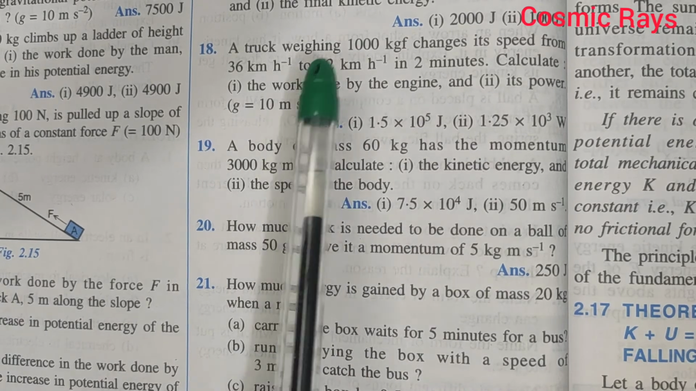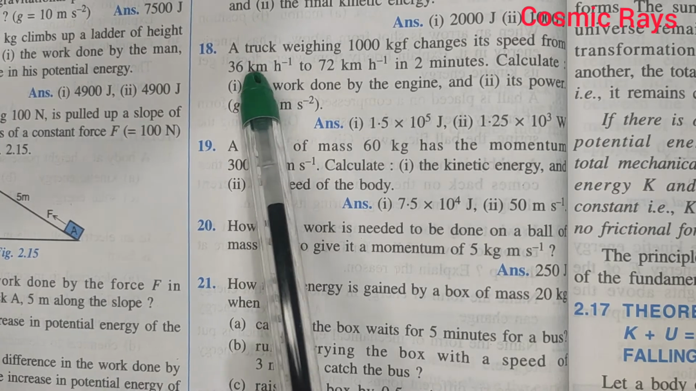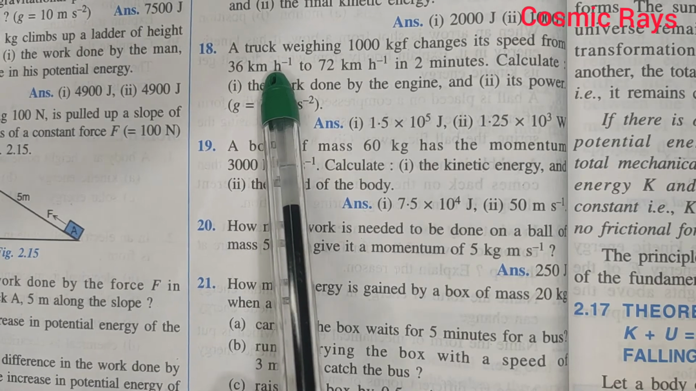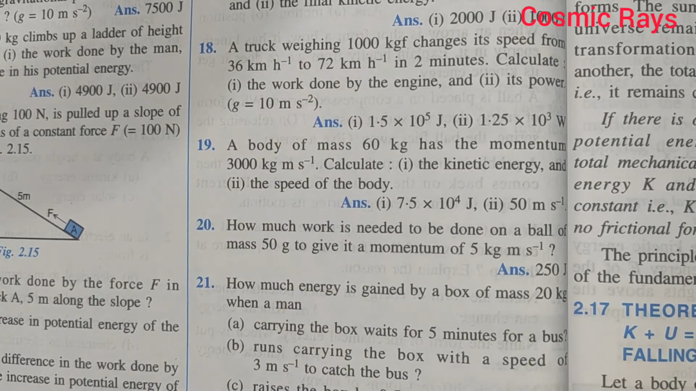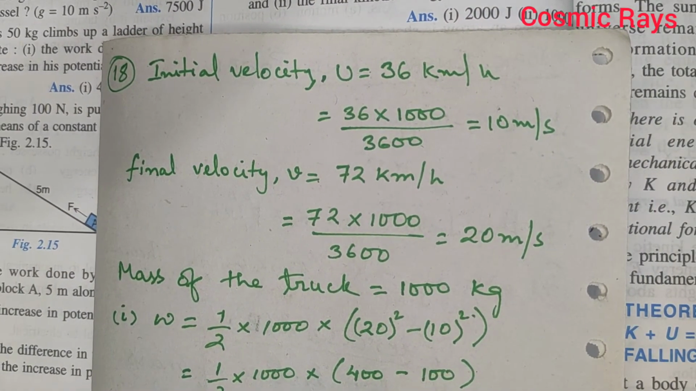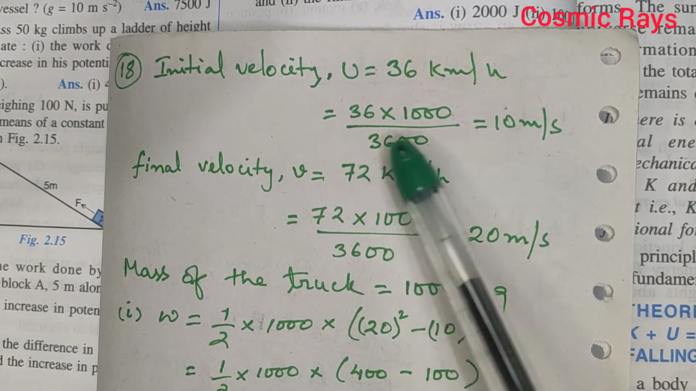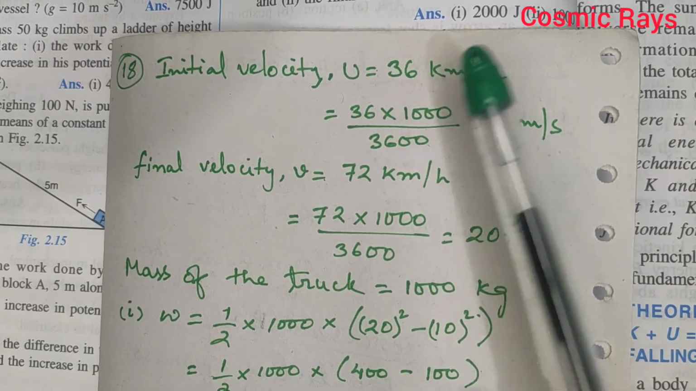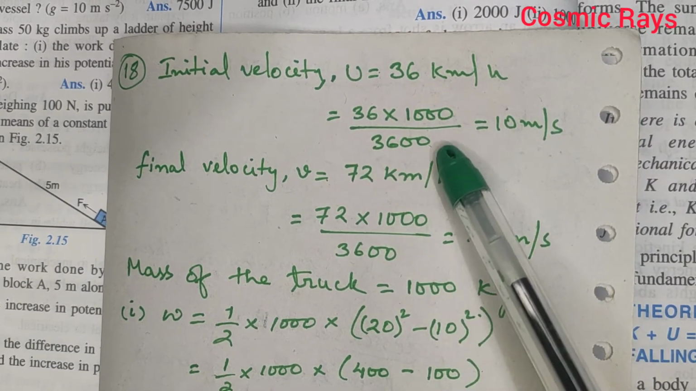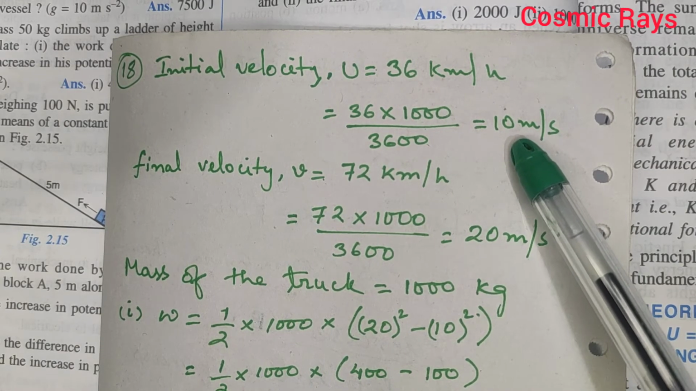Now here, why this question becomes important is they have given the speed in kilometer per hour, but we know that the SI unit is meter per second, so both the speeds will have to be converted into meter per second. Here you see I have written the initial velocity u is 36 km per hour. We convert it into meter per second. So kilometer to meter we multiply by 1000, divided by hour to second, 60 into 60, that is 3600. After calculation we get it as 10 meter per second.